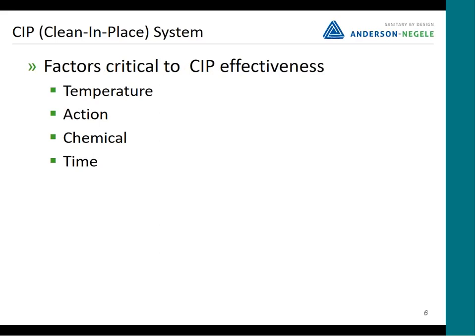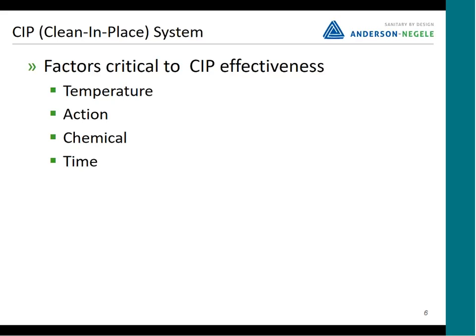We don't wash with just fresh water. We wash with some soap or some chemical. So there's a chemical function. And we also can't just spray a little water on something, put a little soap on it, and have it magically become clean. That's got to take some time. We've got to erode those soils away. So we've got the time in there. So temperature, action, chemical, time are all the things that are critical to make a CIP system effective, right? That makes sense. You've probably heard that before. It aligns with what a dishwasher does or what you do when you wash your dishes at home, right? It's got to be warm. There's got to be some scrubbing action.